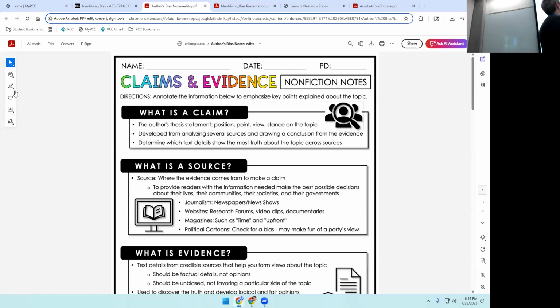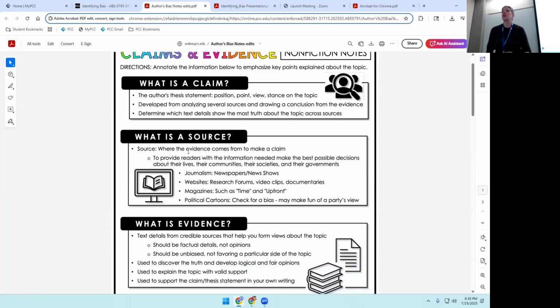So we need to determine which things from the text help support that claim. When we're writing, when we're reading, are the things that are supposed to be supporting it really supporting it? Does everything kind of go together? Sources is where the evidence comes from. So as they were talking about in the video, we want to be looking out for what makes a good source. What do you think makes a good source?